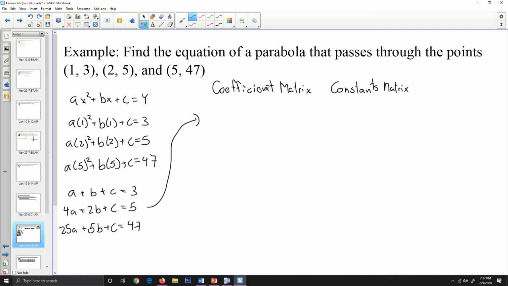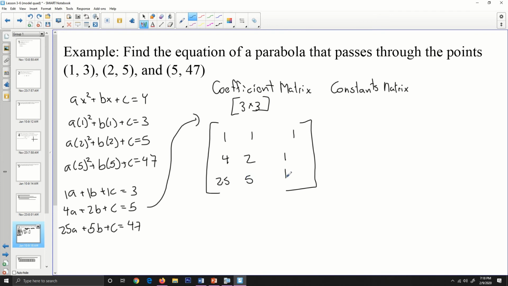The coefficient matrix is going to be a 3 by 3 matrix, with 3 rows and 3 columns, and it's just going to be the coefficients of all of these values in proper order. So the top row will be 1, 1, 1 because the coefficients of these are all 1. And again, we wouldn't write 1 as a final answer, but this isn't a final answer, so we're going to leave it. Then that second row is going to be 4, 2, 1, and then this last row will be 25, 5, and then 1. And then our constants matrix is just going to be these constants over here: 3, 5, 47. So it has 3 rows and only 1 column.